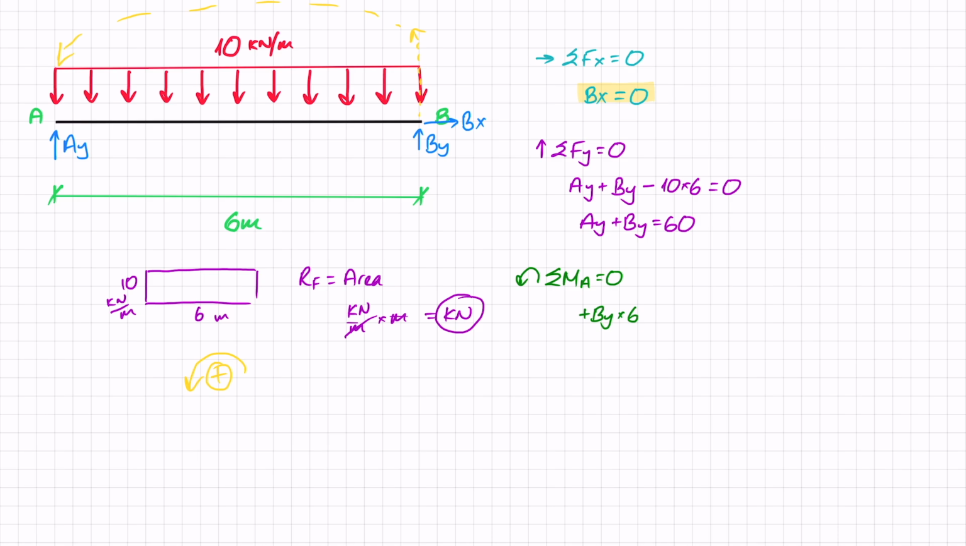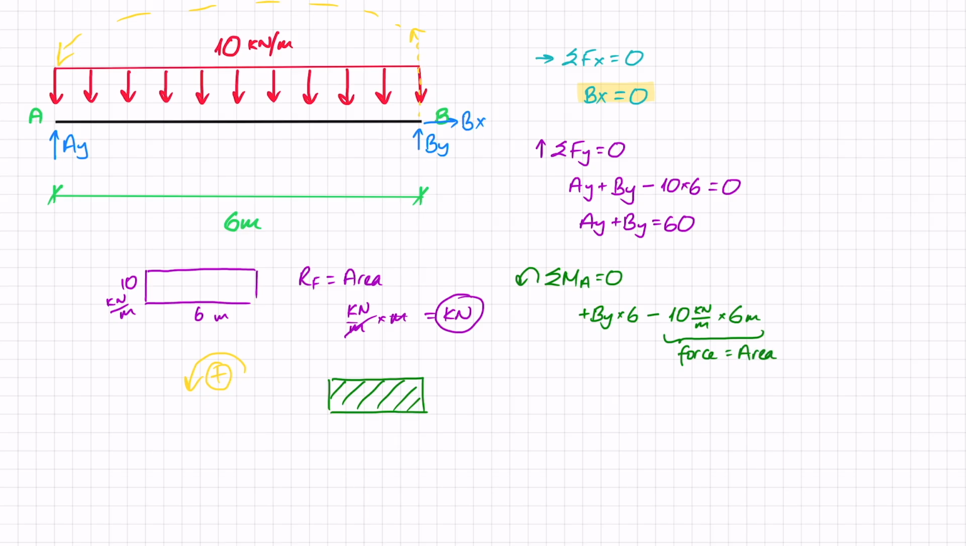What about the UDL? First thing, we can acknowledge that it is giving a negative moment. So minus. Moment is always force times distance. The force is the area. So that gives me the force: 10 kilonewton per meter times 6 meters. That is the force, the area. Now I need to multiply that by the distance. And the distance is always the distance from the centroid of the shape to where we need to be. In this case, this is the distance we need from the centroid of the shape to A.